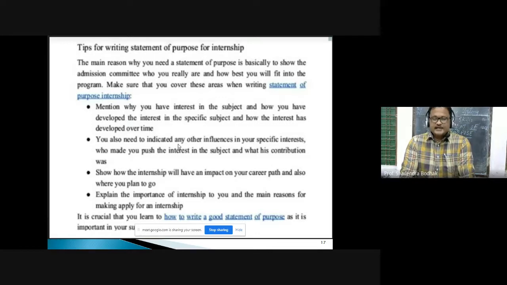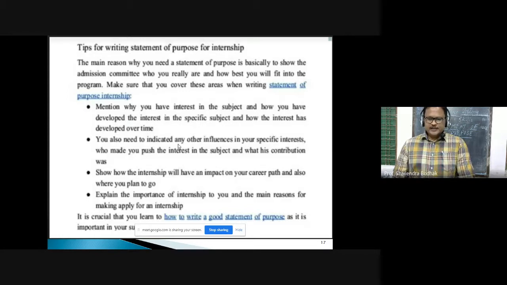Mention why you have interest in the subject. You have to mention why you are interested in medical, engineering, or management courses, and how you have developed the interest in the specific subject, and how the interest has developed over time. So all these things you have to mention in your SOP. How you developed interest and how gradually this interest developed in that particular subject.